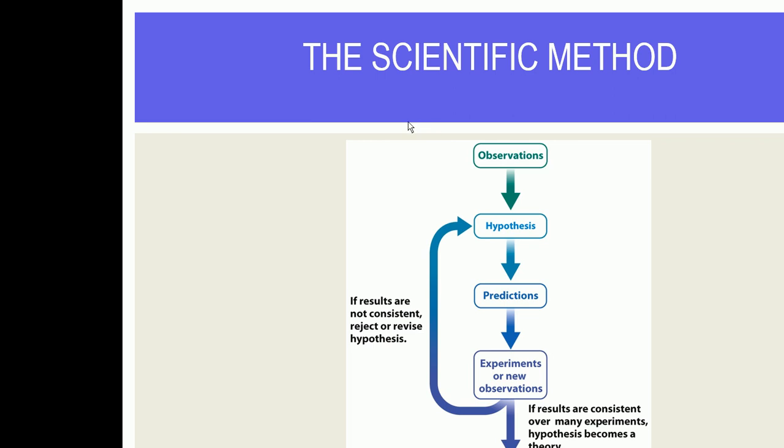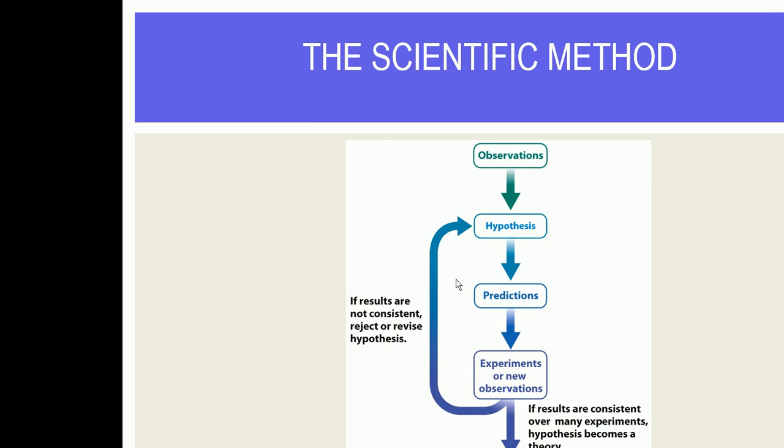First of all, we observe something, then a question will come to our mind. To answer that question in our mind, we give a tentative answer, or the most probable answer to the question. That is called the hypothesis. On the basis of the hypothesis, we make some predictions, and then we test the hypothesis by doing some experiments or making more observations.